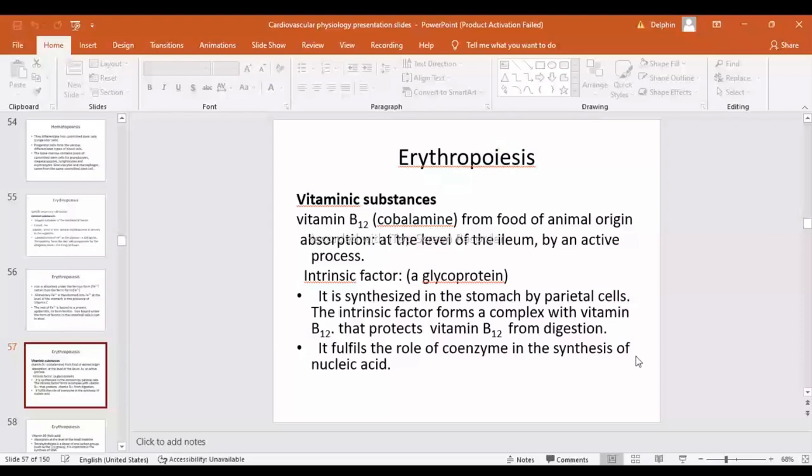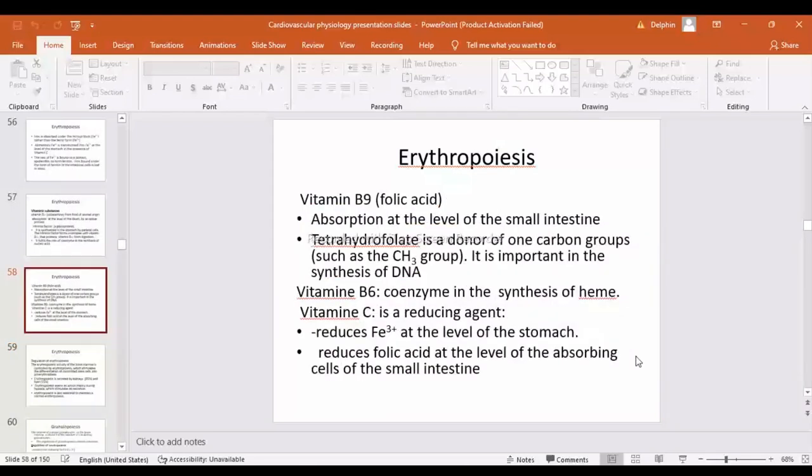I also have vitamin B9, folic acid. Absorption also occurs at the level of small intestine. Tetrahydrofolate is a donor of one carbon groups, such as methyl groups. It is necessary in the synthesis of DNA. And also we have vitamin B6, a coenzyme in the synthesis of heme, and vitamin C is a reducing agent. It reduces ferric ion at the level of the stomach. It reduces folic acid at the level of absorbing cells of the small intestine.